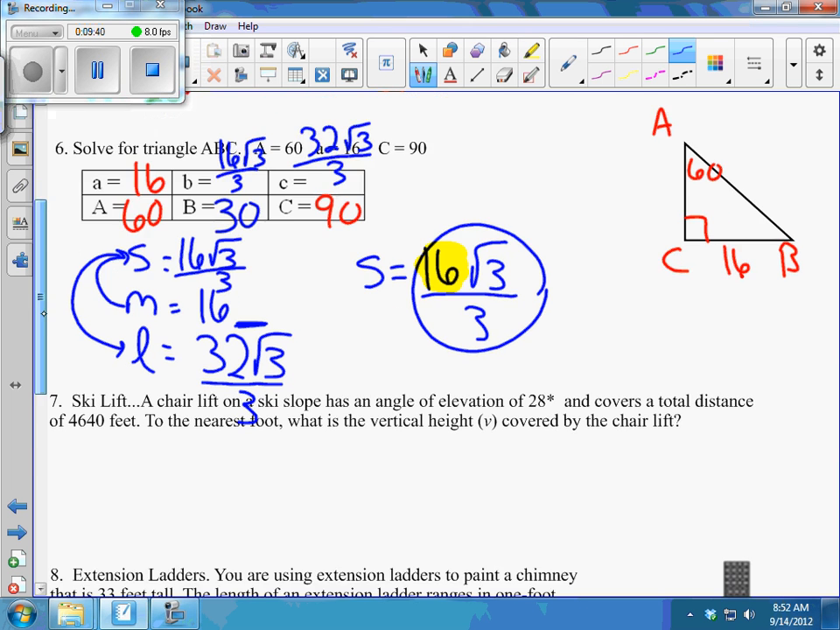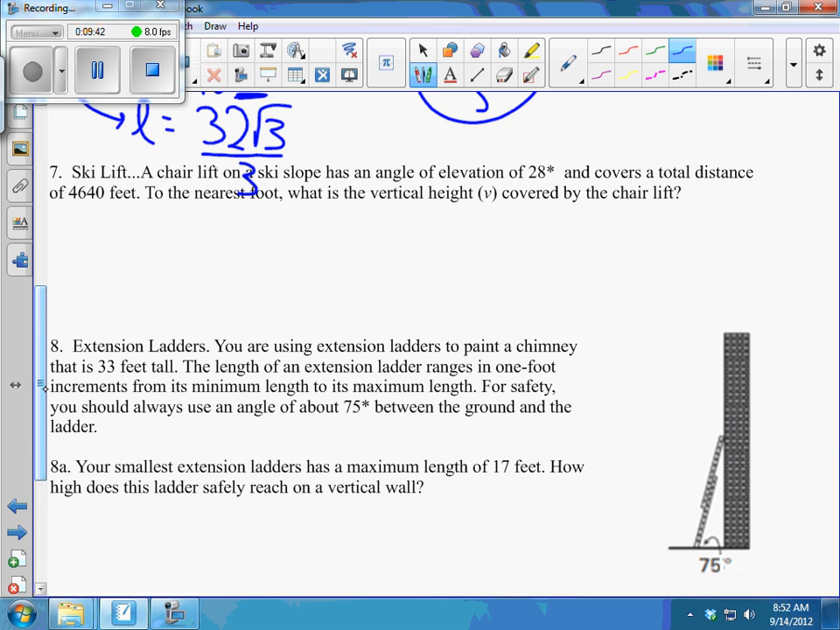All right, let's go to these word problems. Don't be afraid of the word problems, you guys. They're actually not that bad. They're all going to be right triangles because we're in the right triangle part. So I'm going to go ahead and draw a right triangle in there and then read the problem, figure out where things go. So a chairlift on a ski slope has an angle of elevation.